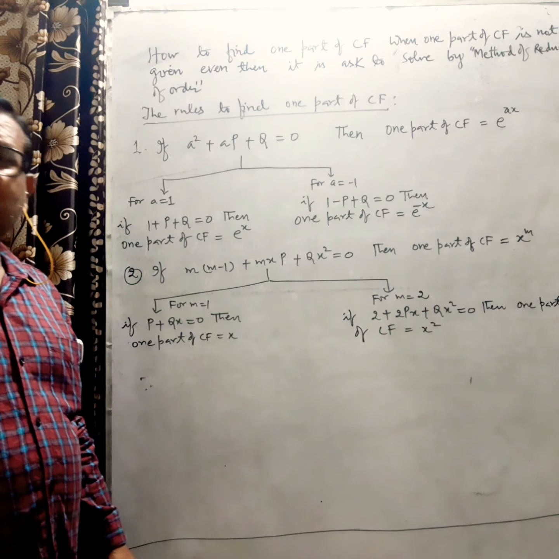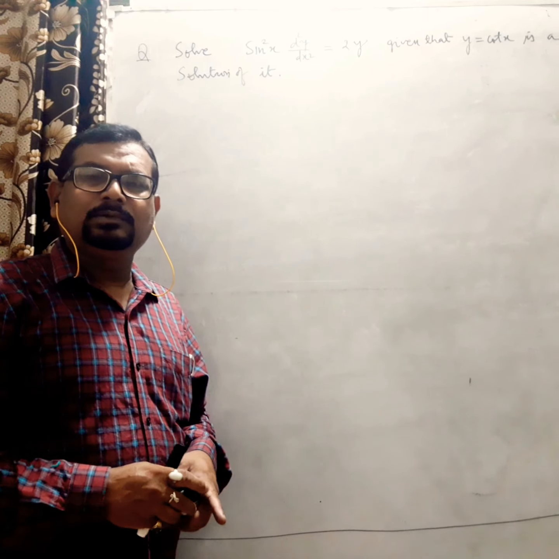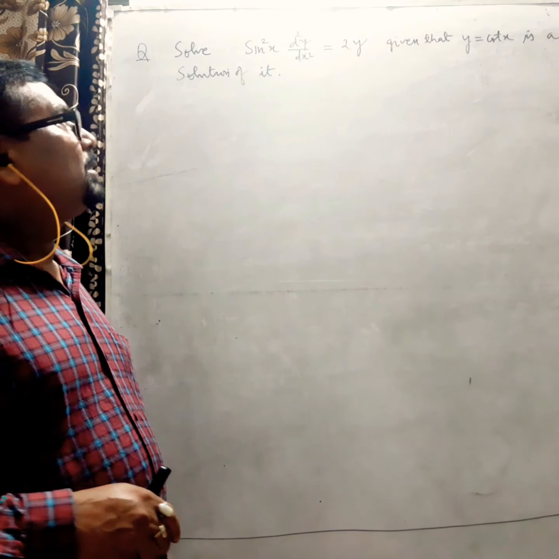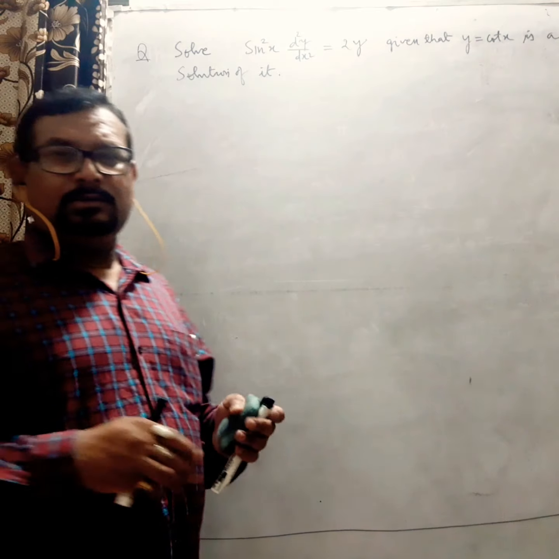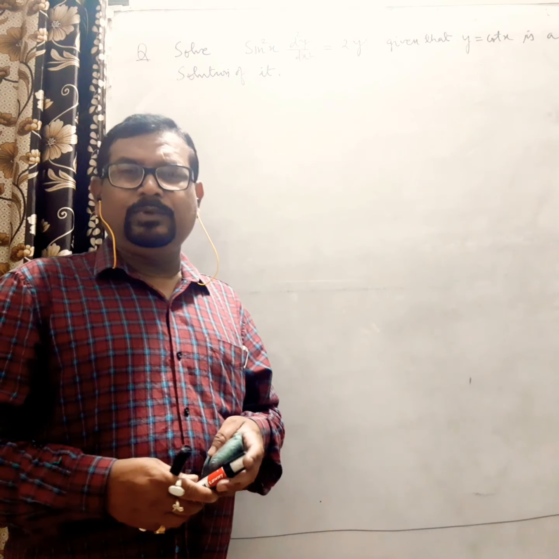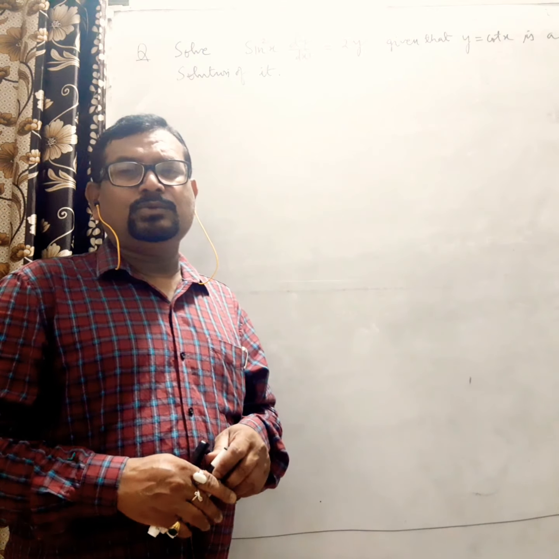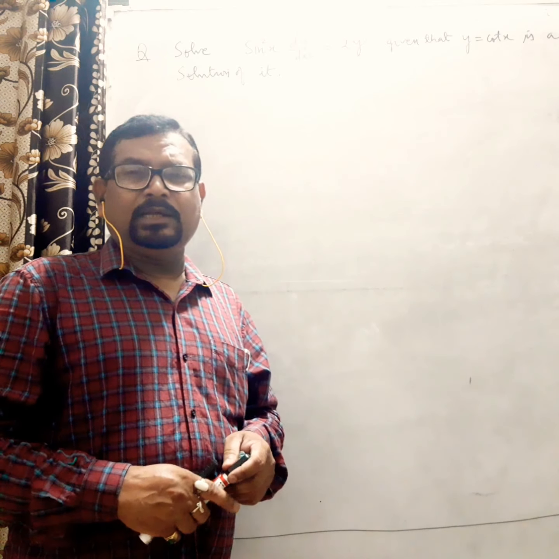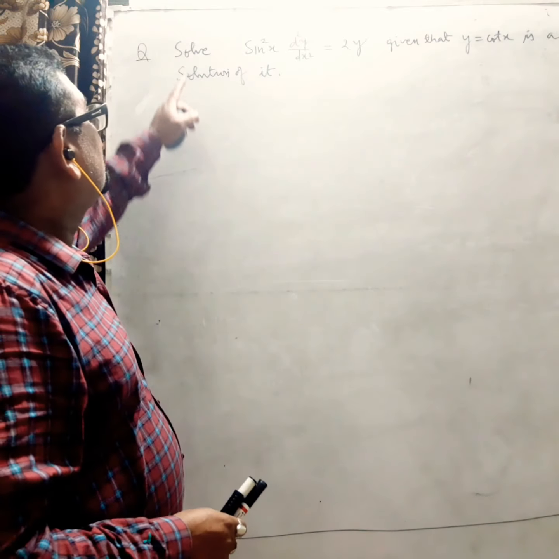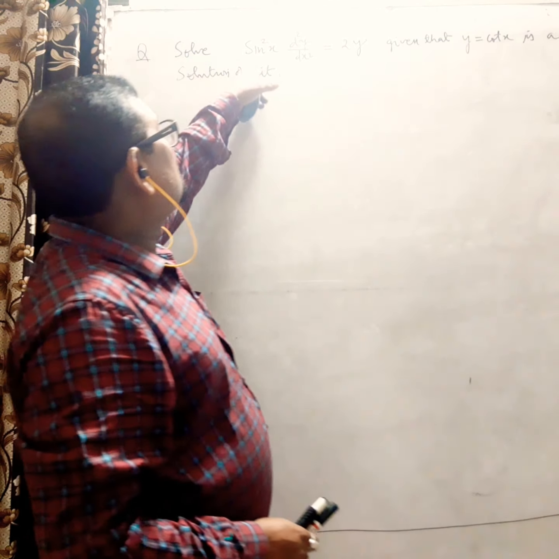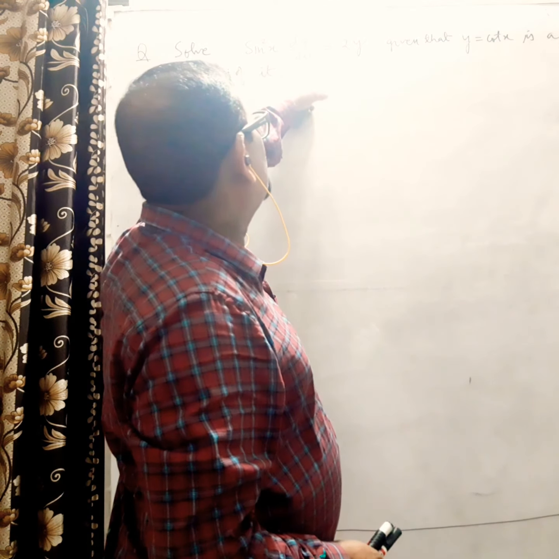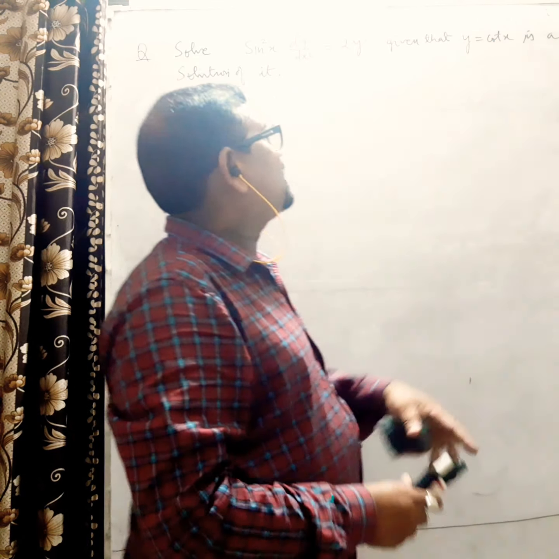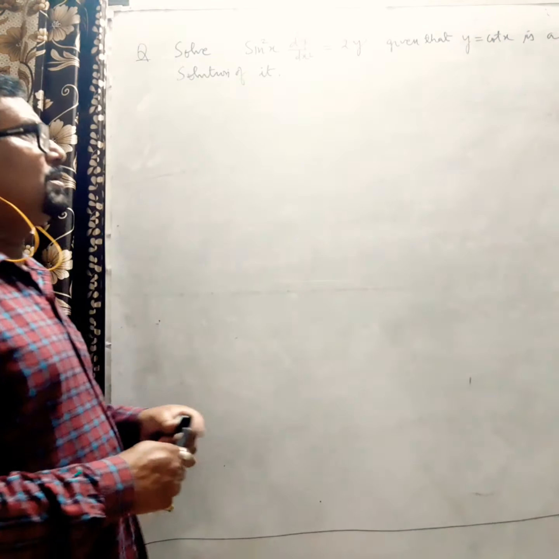Now we shall discuss this method, by means of which we solve the differential equation. I am taking an example. Solve the differential equation sin square x d2y upon dx square is equal to 2y, given that y equals cot x is a solution of it.